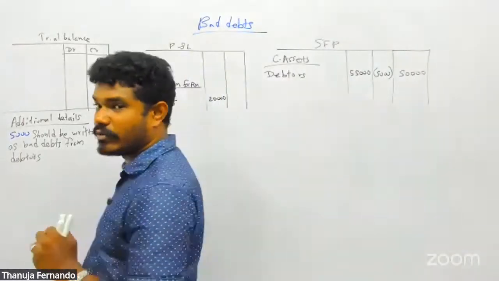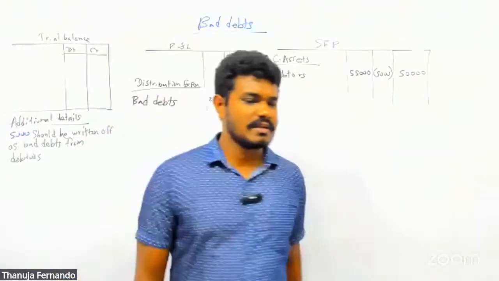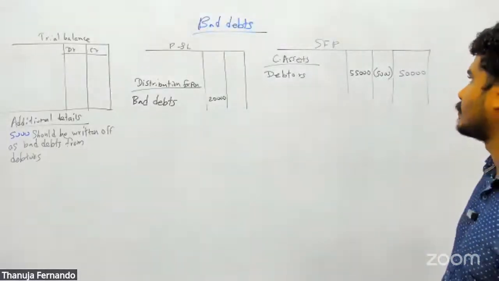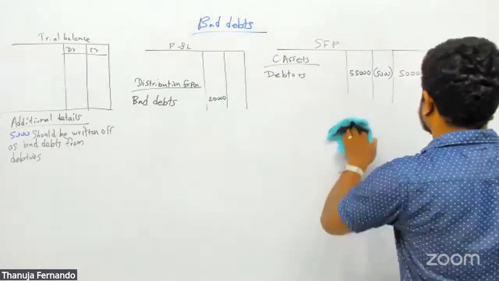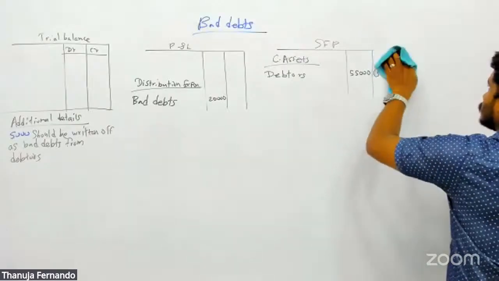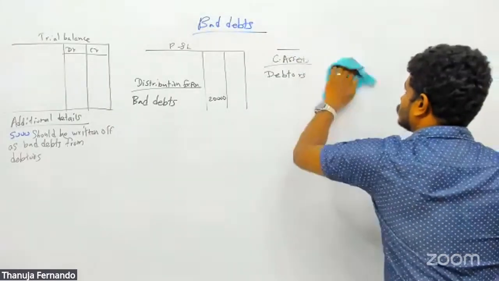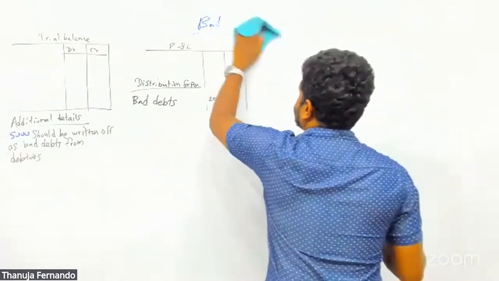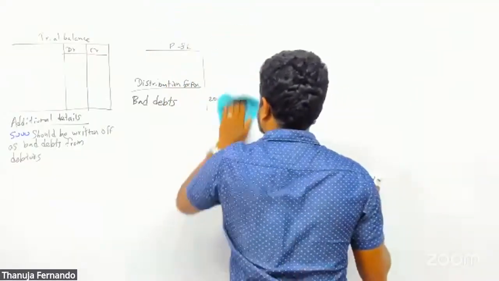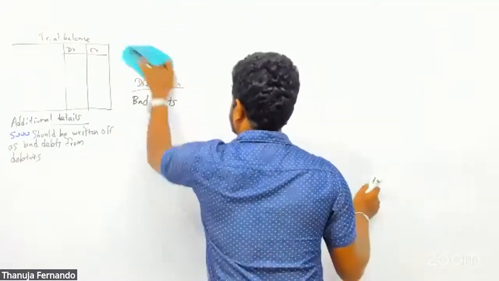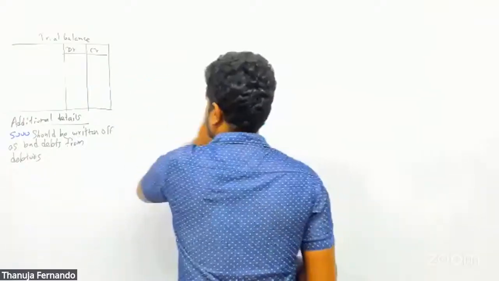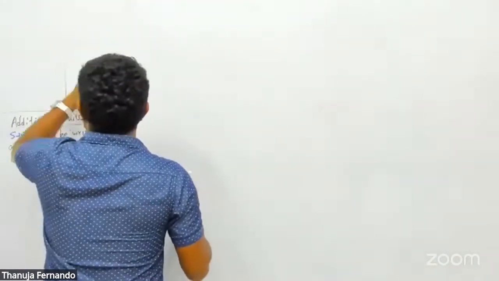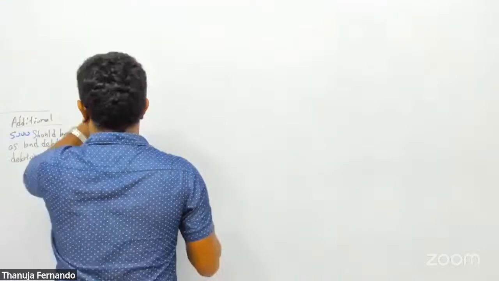Okay. Write down the topic. Lesson 7, the statement of production cost. The statement of production cost. Seventh lesson.